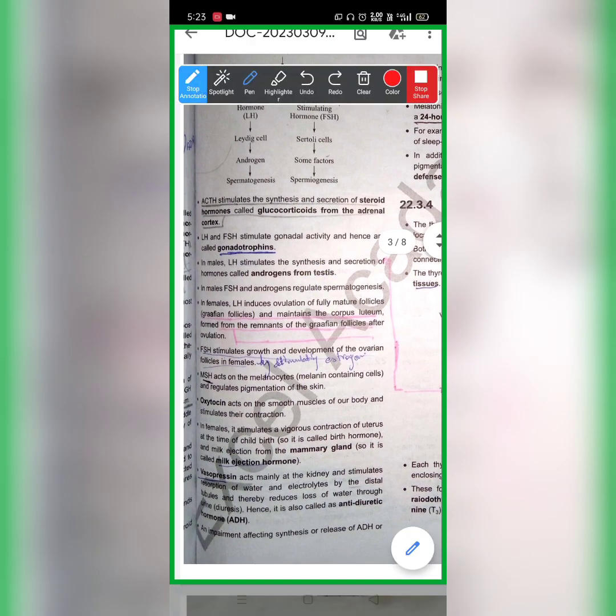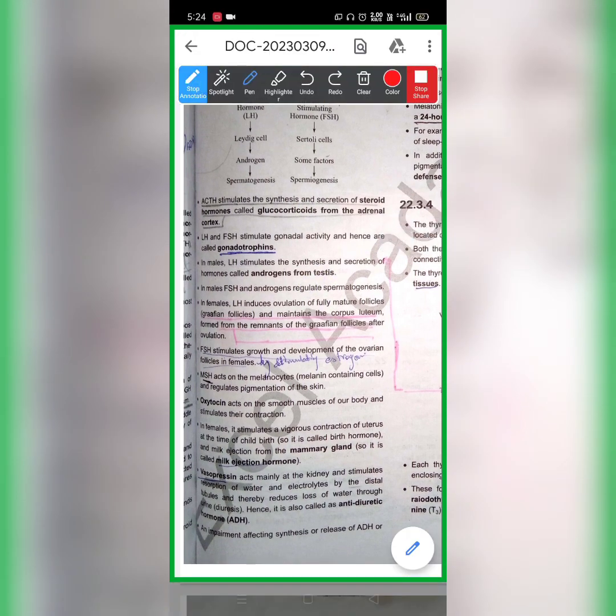The fourth hormone is the adrenocorticotropic hormone, which stimulates the synthesis of the steroid hormone called glucocorticoid from the adrenal cortex. Where is the adrenal gland located? Can you guys comment it in the comment section?